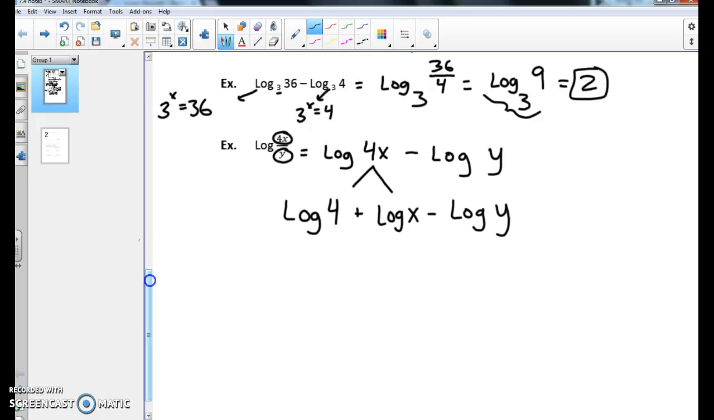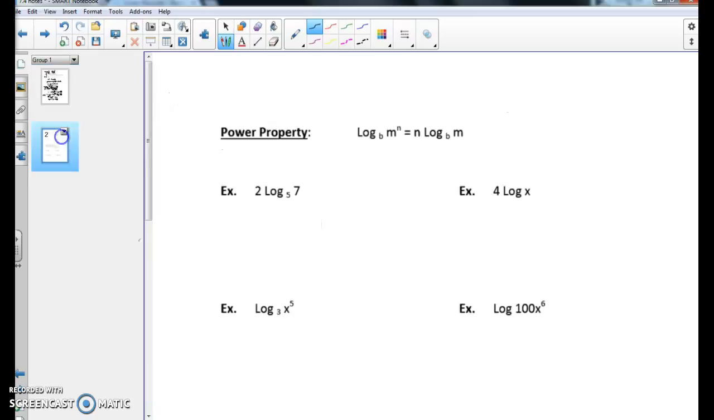All right. Feeling good about that so far? All right, let's look at the next page. And this one is called the power property, the third of our properties today. And this deals with exponents, okay? With exponents, obviously power makes us think exponents. Here's what I want you to see.